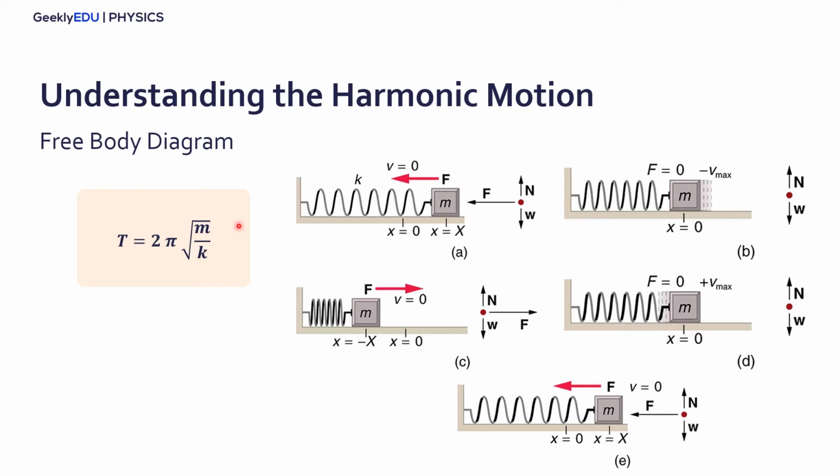For this motion, we have something that we call the period. The period is 2 pi times the square root of the mass of the block divided by the spring constant. We also have a frequency of this motion. Frequency is the inverse of the period, so frequency is 1 over 2 pi times the square root of k over m.